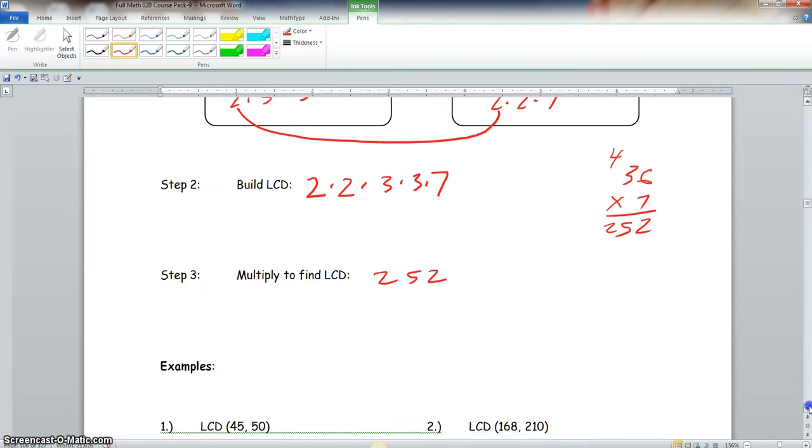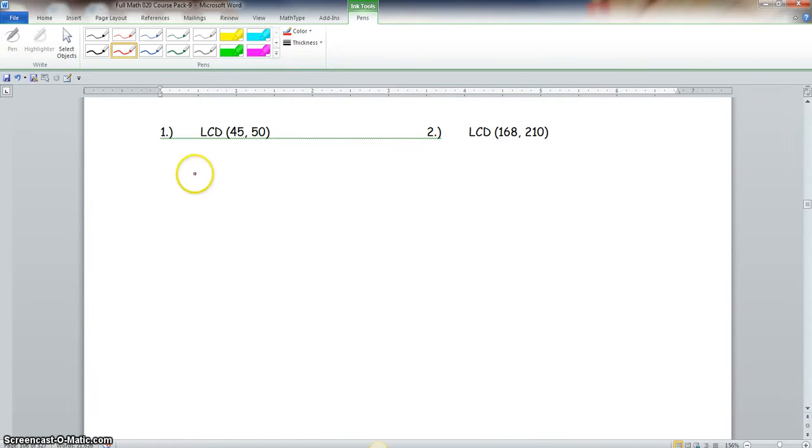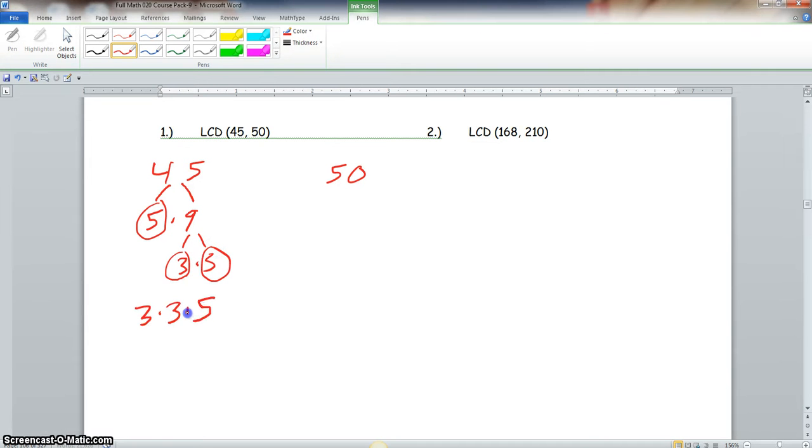Now we want to find another LCD. We use 45 and also 50. So we take the prime factorization of 45, which is 5 times 9, and then 9 breaks down to 3 times 3. So now our prime factorization is two 3's and a 5. And our prime factorization of 50, we have 5 times 10, and 10 breaks down to 2 times 5. So we have a 2 and two 5's.